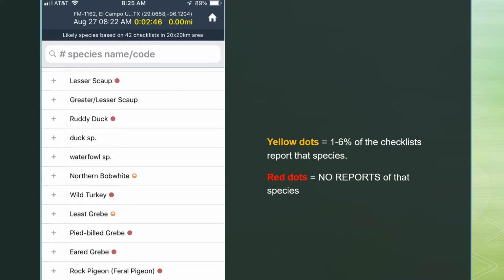When there is a yellow dot, it means that only 1 to 6% of the complete checklists for that area report that species. When there is a red dot, it means there are no reports of that species in the area for that 3-week time period.